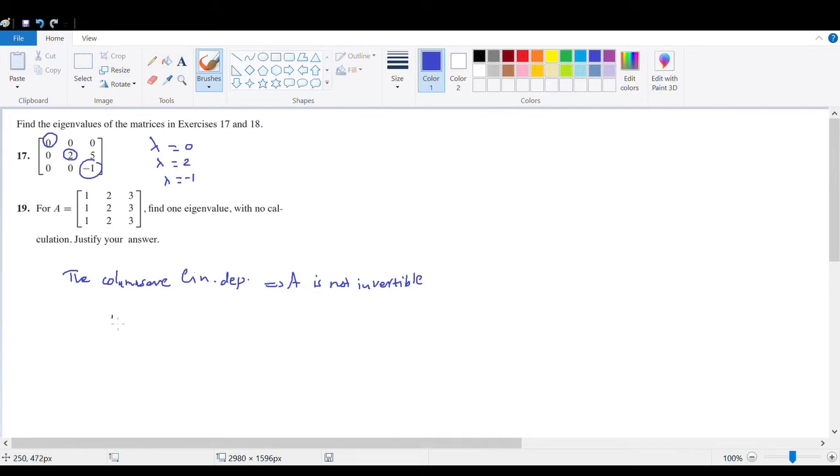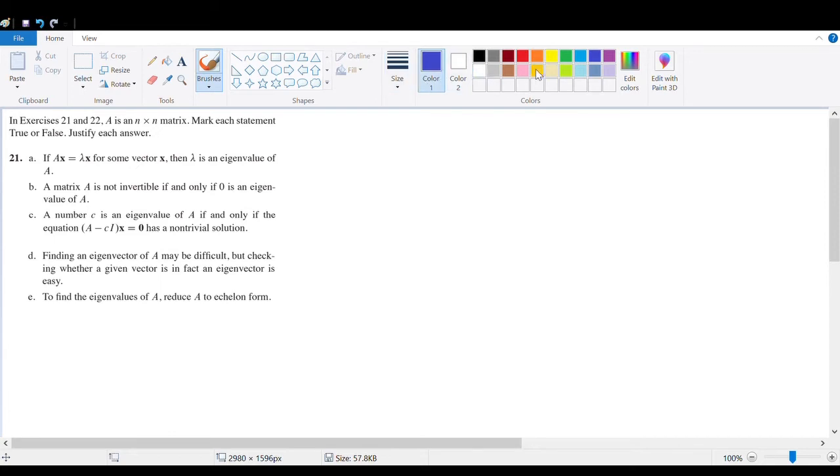And hence, lambda is equal to 0 is an eigenvalue. We don't say that every eigenvalue is equal to 0, no, just lambda equal to 0 is one of the eigenvalues. There may be another eigenvalue which is not equal to 0. But from here, if the matrix is not invertible, we can say that one of the eigenvalues must be equal to 0.